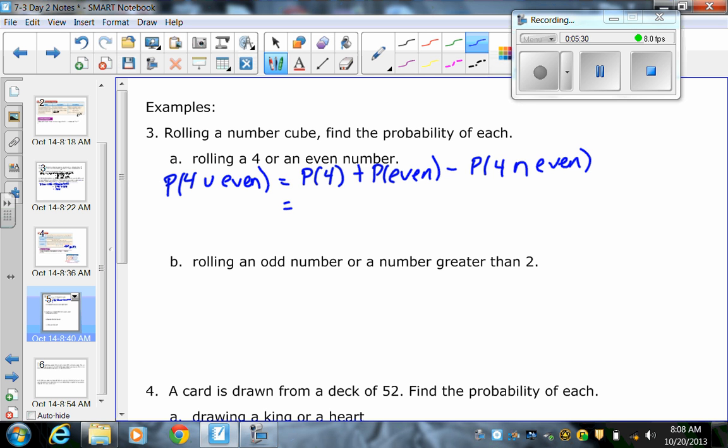So the probability of a 4 is 1 out of 6. An even number is 3 out of 6. And the 4 and even would be 1 out of 6, which just equals 3 out of 6, which reduces to 1/2 or 0.5 or 50%.